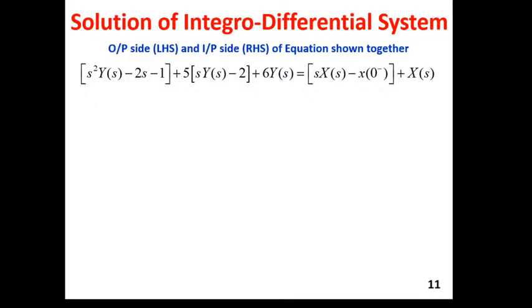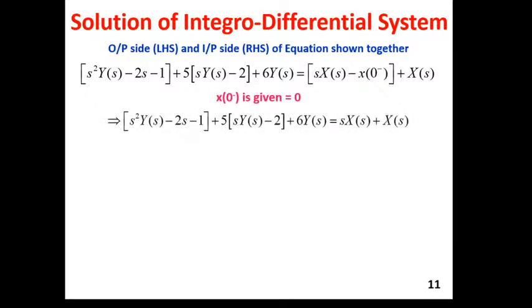So s square Y(s) was the only term we were considering initially, but as initial conditions are given, we have to substitute y(0-) as 2 and y dot(0-) as 1. So s square Y(s) minus 2s minus 1 becomes the Laplace of d2y(t)/dt2. In the same way, dy(t)/dt becomes sY(s) minus 2. 6y(t) becomes 6Y(s). On the right side, it is sX(s) minus x(0-), but x(0-) is given as 0. So this big equation reduces a little, and the right side becomes sX(s) plus X(s).